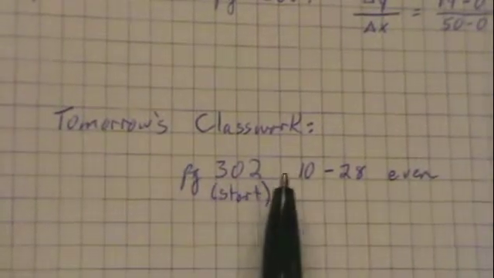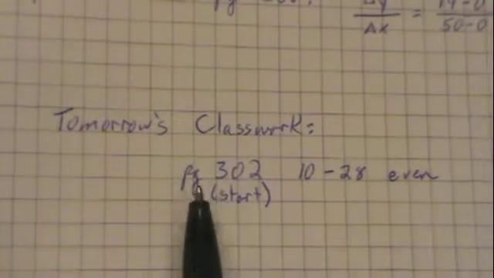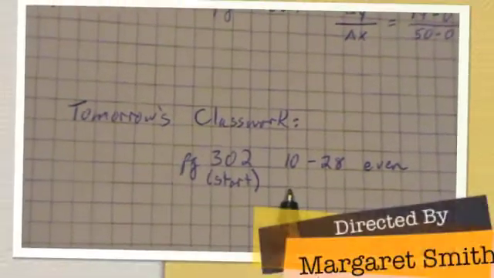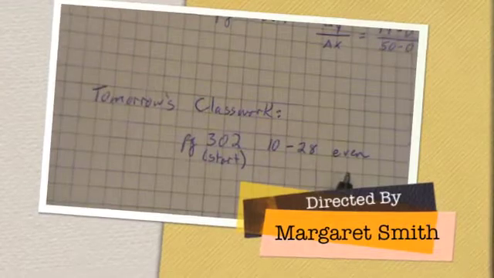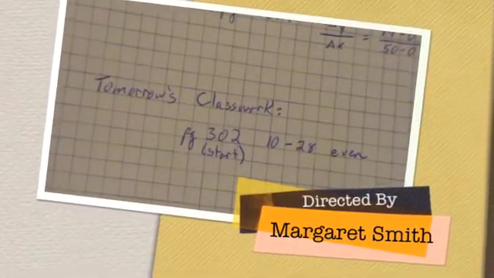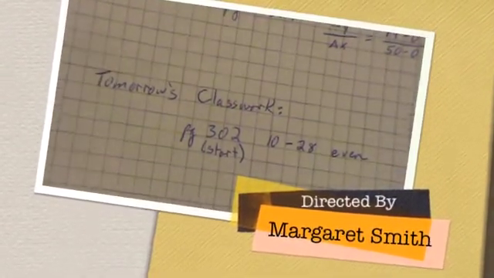And finally, the classwork for your next class tomorrow or Monday or whatever it is. It starts on page 302. Problems 10 through 28, do the even ones. I will have check sheets for you. Don't do them tonight. You're done with your math.